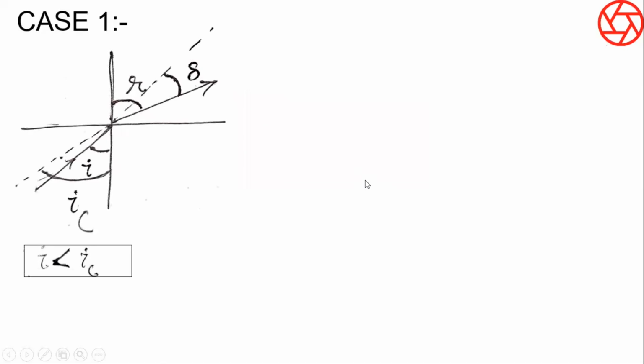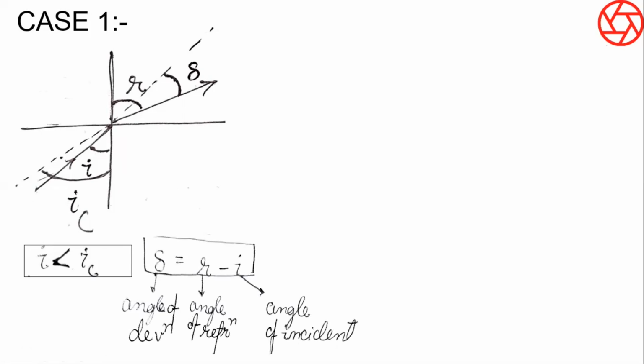So let's get started. Case 1. When the angle of incidence of the ray traveling from the denser medium to the rarer medium is less than the critical angle. Now, for your information, critical angle is the angle of incidence of a ray of light traveling from a denser medium to a rarer medium when the angle of refraction in the rarer medium is 90 degrees. So if the angle of incidence is less than the critical angle, then it is merely refraction and the angle of deviation is angle of refraction minus angle of incidence.